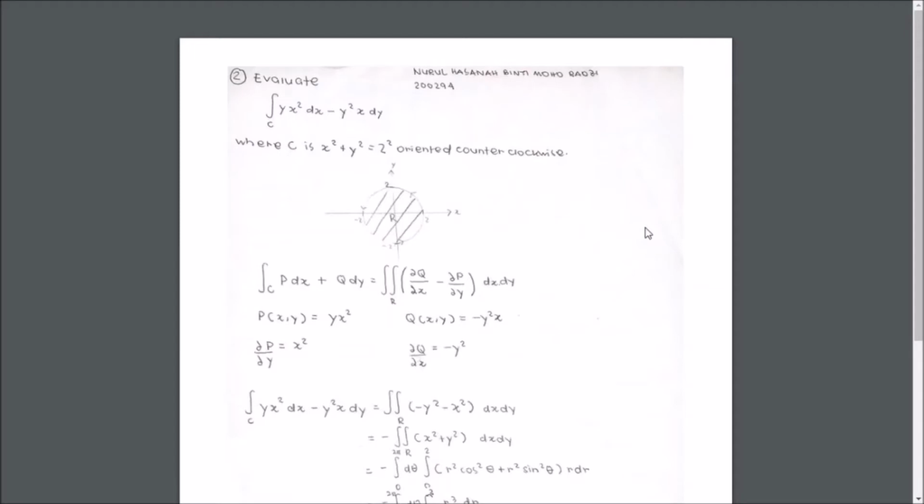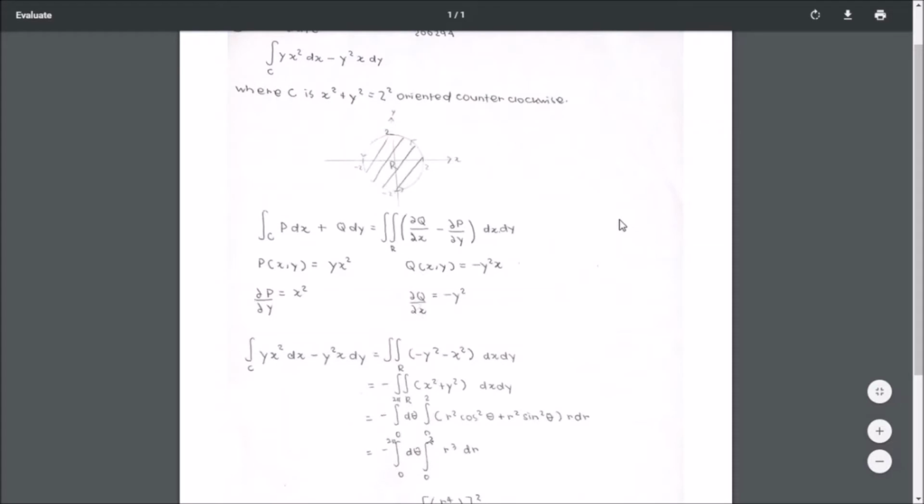So today I'm going to explain SCL question number 2: evaluate the line integral along C of y x squared dx minus y squared x dy, where C is x squared plus y squared equals 2 squared, oriented counterclockwise. As we know, the equation x squared plus y squared equals 2 squared is a circle equation. So we draw the circle like this.